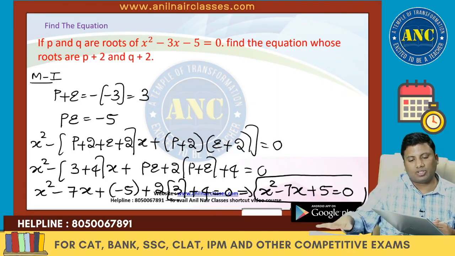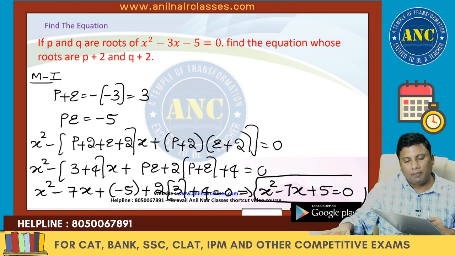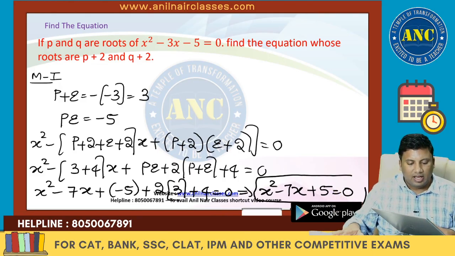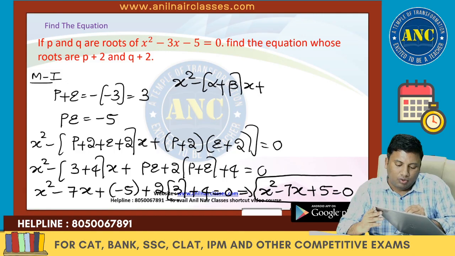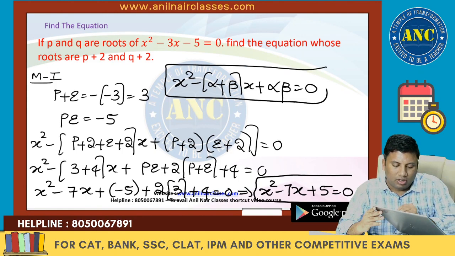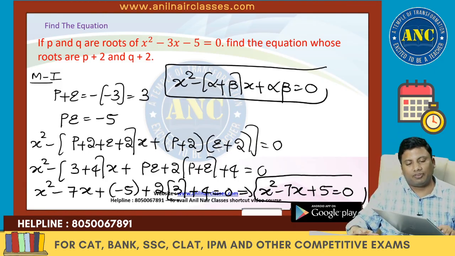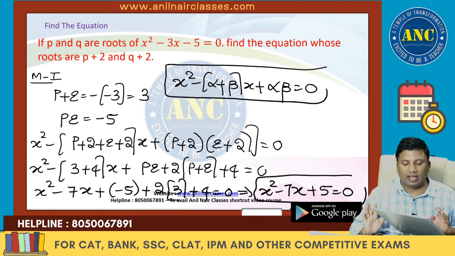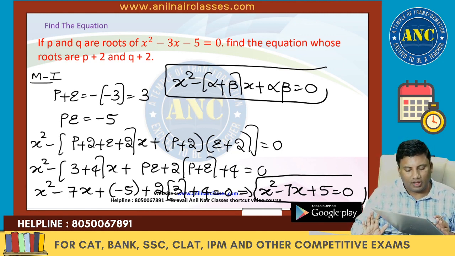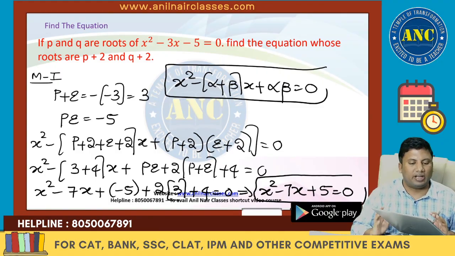Sum of the roots I determined for the equation, p plus q, is 3. Product of the roots is minus 5. I did nothing but x square minus of alpha plus beta into x plus alpha beta equivalent to 0. I substituted it and got this answer. I hope it is clear.